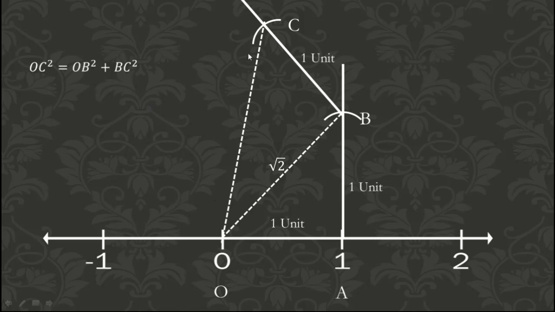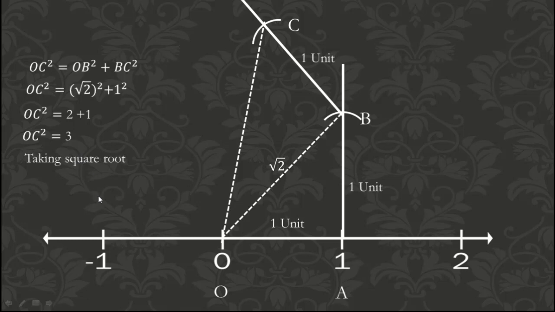Now OBC is a right angle triangle and OC will be the hypotenuse, so OC square will be equal to OB square plus BC square, and this OB is under root 2 and this BC is 1. We replace the value of OB and BC, so when we do the square of under root 2, we get 2 and the square of 1 is 1, so 2 plus 1 becomes 3. So now taking square root on both sides, we get OC is equal to under root 3. It means this length OC will be under root 3.